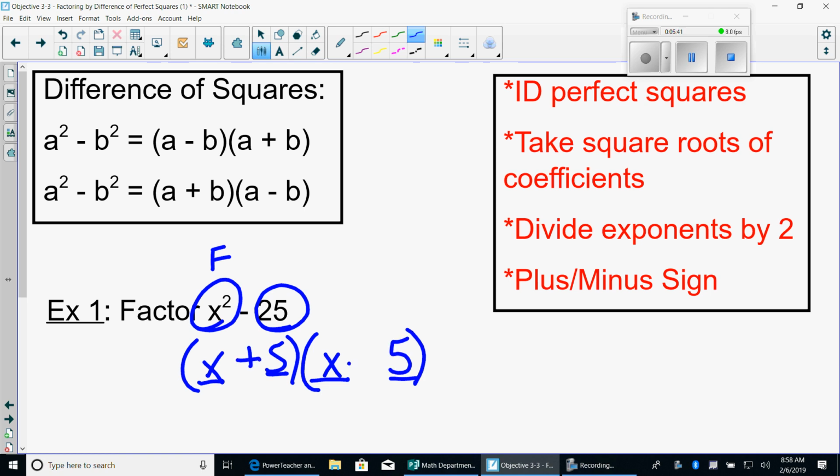One's negative, one's positive. I said that in reverse, but it's okay. I did it on purpose because it doesn't matter. If you look up here, this is saying that if it's a difference of two squares, you could do a minus b times a plus b, or you could do a plus b and then a minus b. It doesn't matter which one's negative and which one's positive, because they're the same thing, as long as you have one of each. Okay?